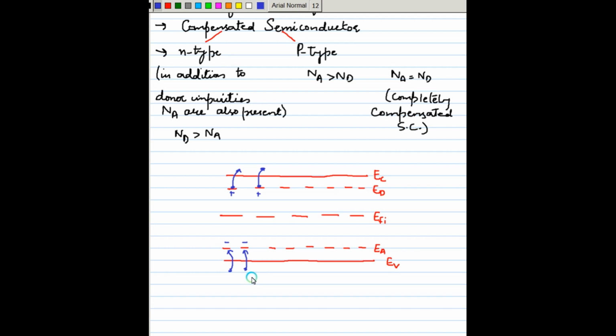Then there may be some electrons which directly jump from EV to EC, those which gain high energy, like this. The electrons contributed by the donor states become donor electrons. These become thermal electrons.